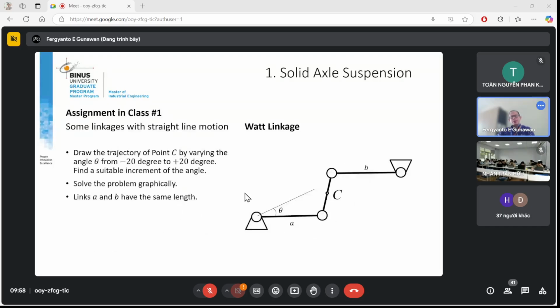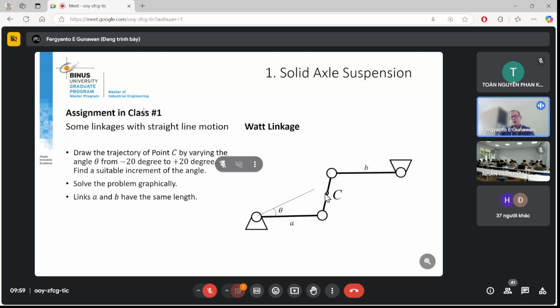Okay, so one thing I would like you to do, I don't know whether you can do it, is to write a small piece of program, maybe in Excel or in Python, whatever language you have, and try to project the trajectory of C when this theta angle is increased by 1 degree, 2 degrees, maybe until 20 degrees, and 20 degrees down here. Okay, so minus 20 and up to 20.